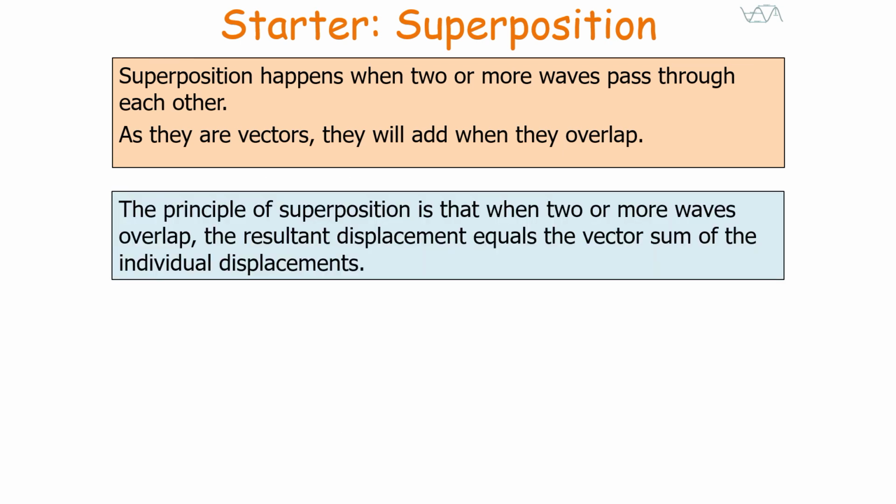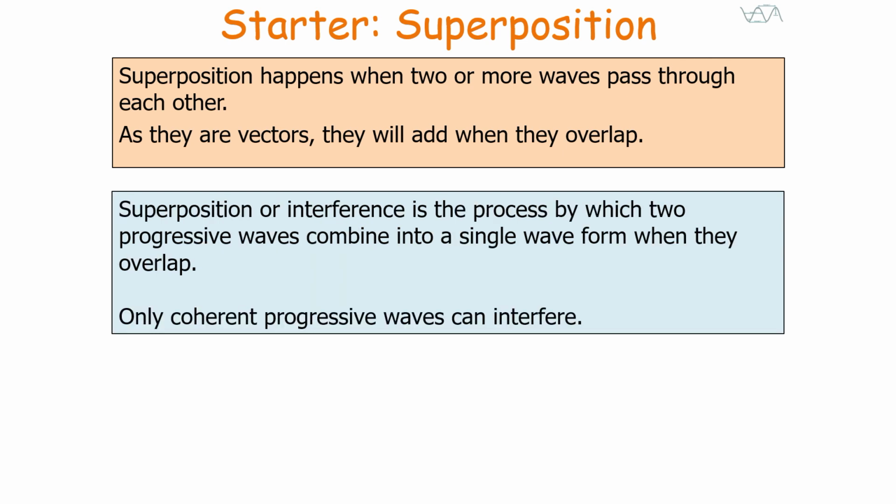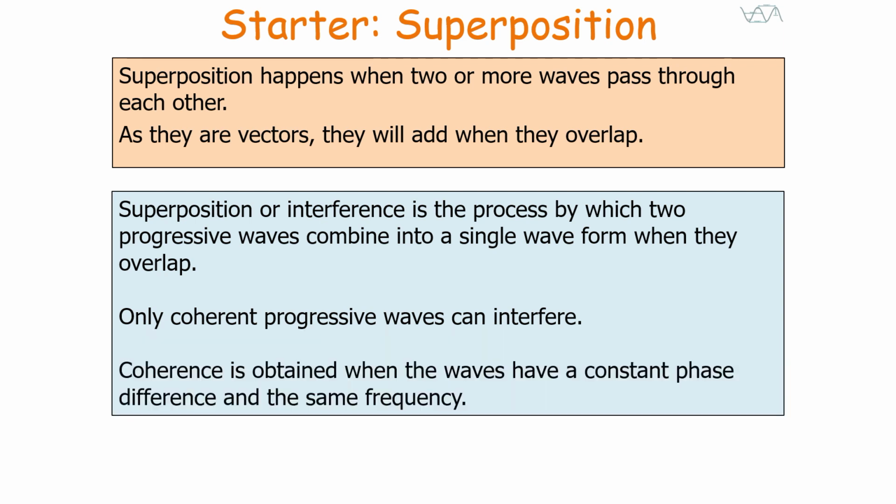Now, the principle of superposition is that when two or more waves overlap, the resultant displacement equals the vector sum of the individual displacements. But it's important to note that only coherent progressive waves can interfere. Coherency between waves is obtained when waves have a constant phase difference and the same frequency and wavelength.